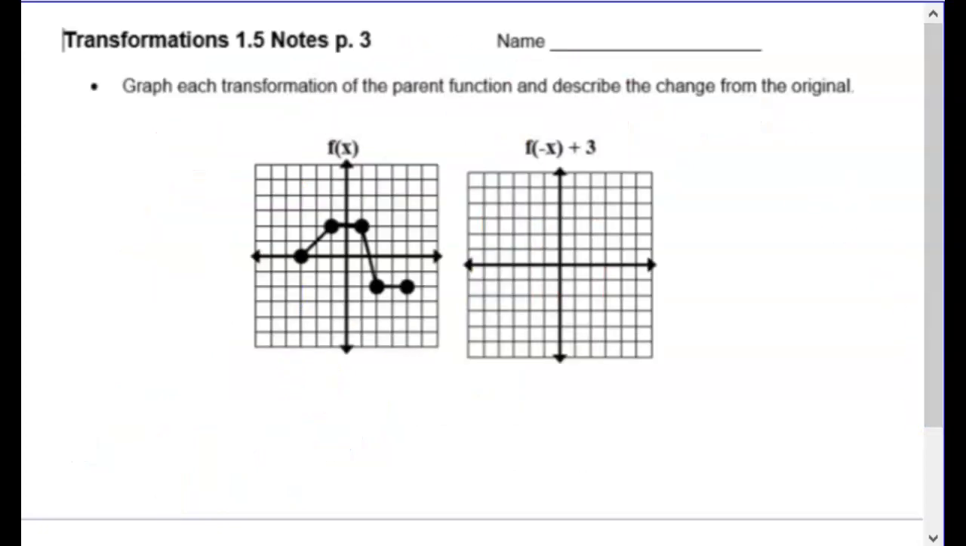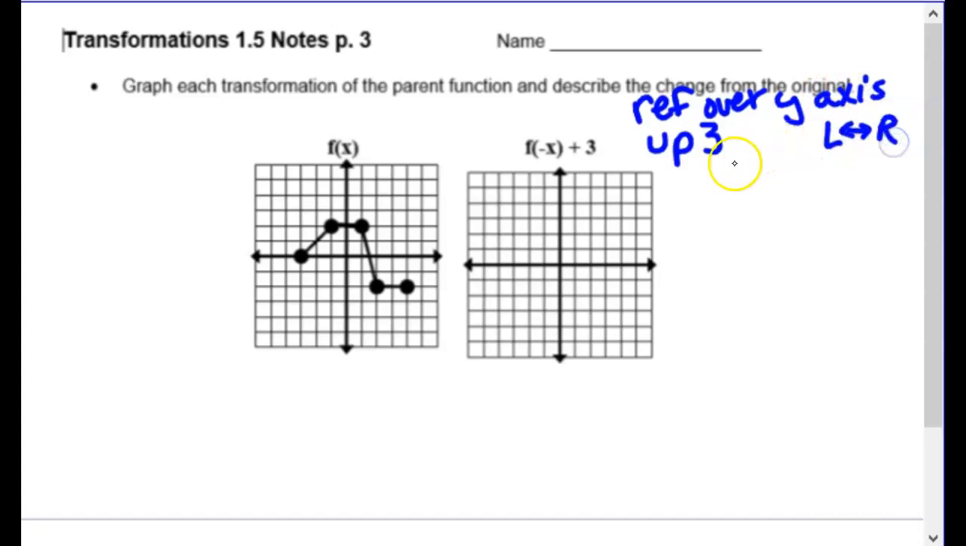That's why I use Desmos to find some more. So we're going to do this. Ready? What are we going to do to this? What two things are happening? Up 3. And the first we're supposed to reflect it over what? The y-axis. So reflect left to right. So I'm just going to show you left to right.